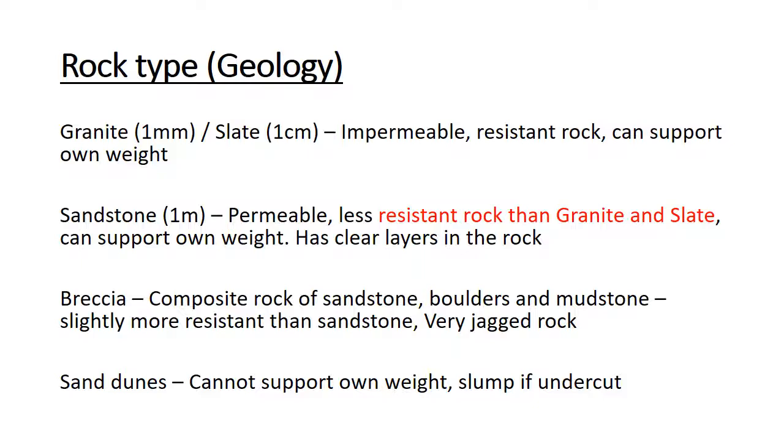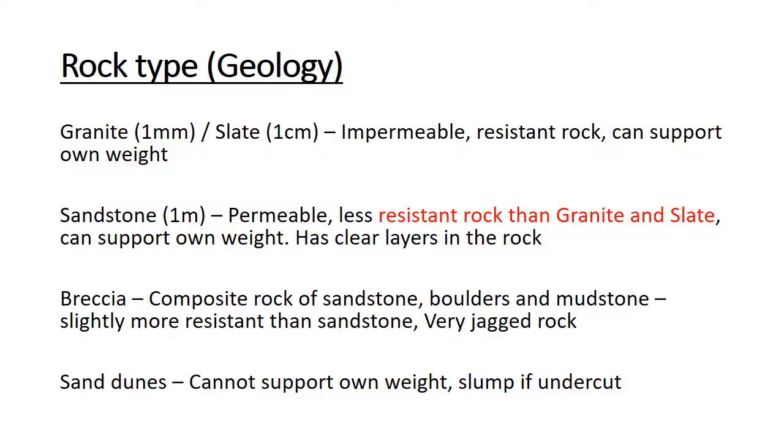Second rock to be aware of is sandstone. That one erodes at around about 1 metre a year, as opposed to slate and granite you can see above. Sandstone's a permeable rock. It will allow water through it, and it is a less resistant rock than granite and slate. However, the complicated bit here is that it can actually support its own weight. So if you took the bottom out of sandstone like a wave-cut notch, it actually can support its own weight.